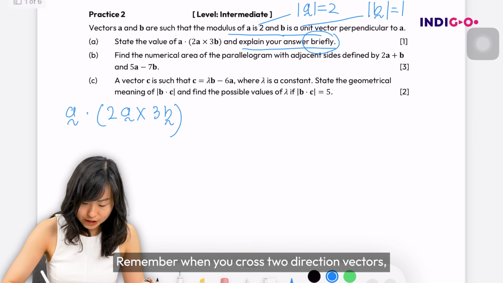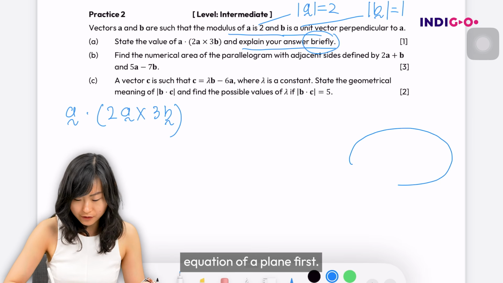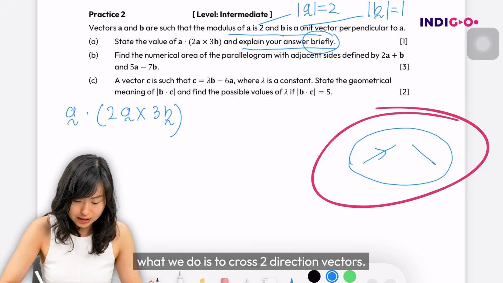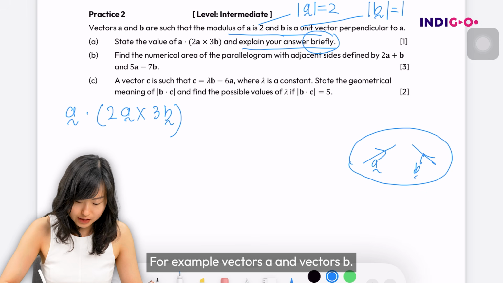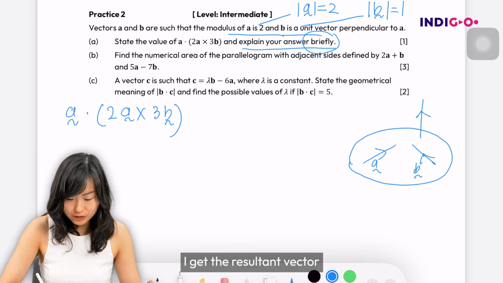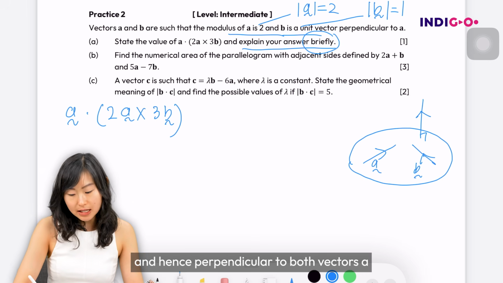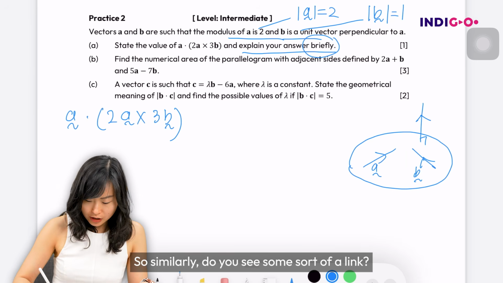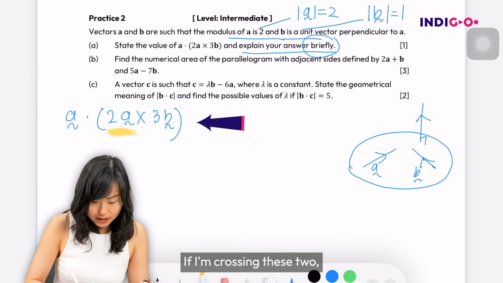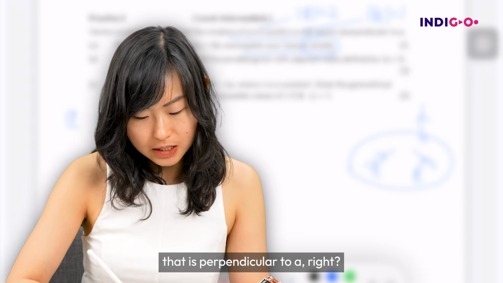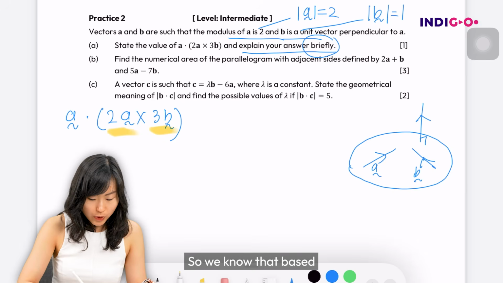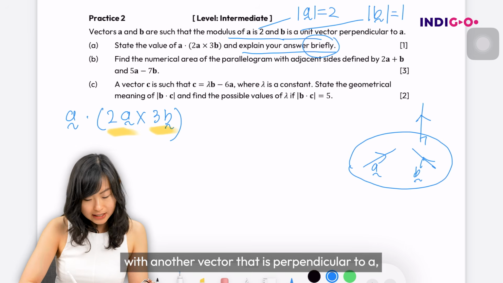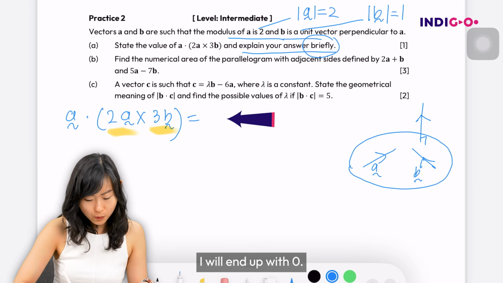Remember, let me take you through the equation of a plane first. When you want to find the equation of a plane, what we do is cross 2 direction vectors. For example, vectors A and B, when I cross these two, I get the resultant vector which is perpendicular to the plane and hence perpendicular to both vectors A and B. So similarly, do you see some sort of a link? If I'm crossing these two, that means I end up with a vector that is perpendicular to A, right? So we know that based on the properties of dot product, if I dot vector A with another vector that is perpendicular to A, I will end up with 0.